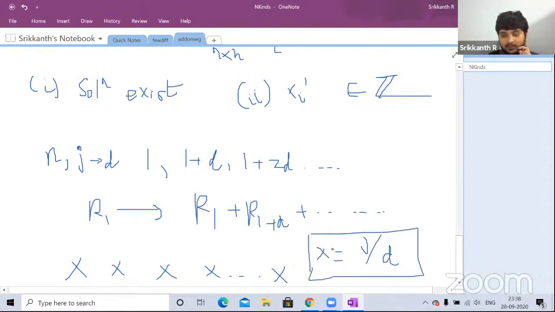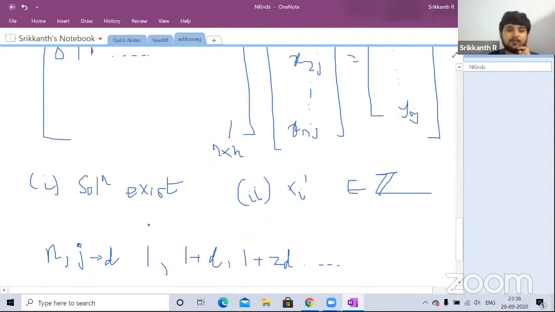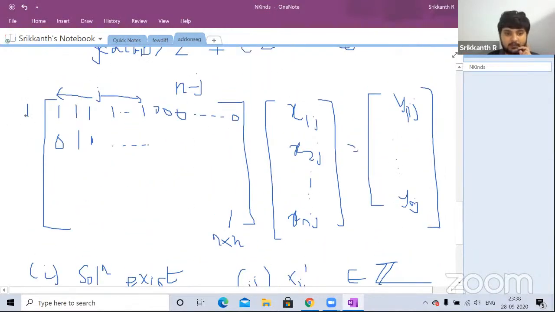So by doing these row operations, what we managed to do is add the first one plus d, 1 plus 2d, and so on. So we added all those rows up to the first row. If we do that row operation in this matrix, we have to do it in this matrix also to be consistent. Similarly, we can do it for 2 plus d, 2 plus 2d, and so on.